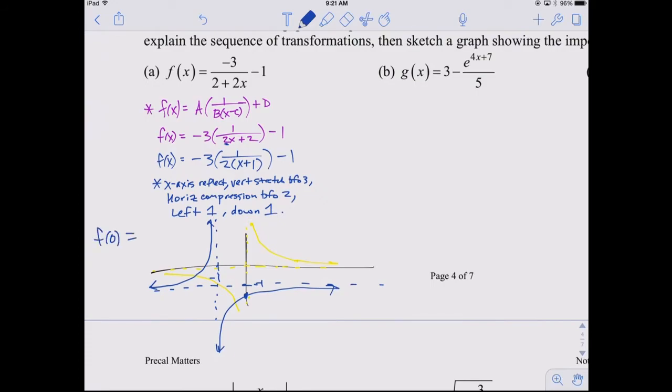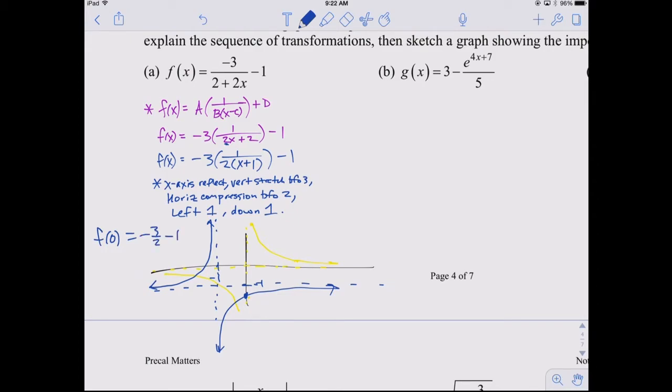When you say F of 0, you're telling me, hey, I'm taking x equals 0, I'm plugging it into the function for f, I'm finding my y-intercept. Now, you can plug it into any one of these versions. It's probably easier to plug into the original one, believe it or not. If you plug in a 0 for x into the original one, the 2x becomes 0, and you get -3/2 minus 1.